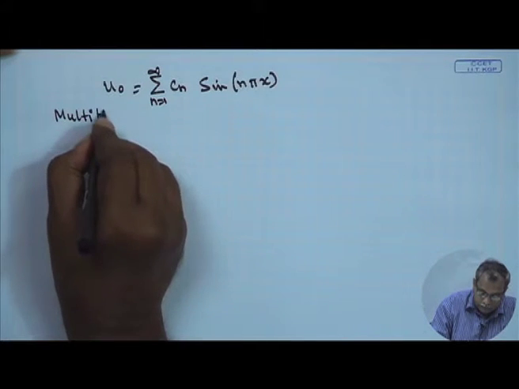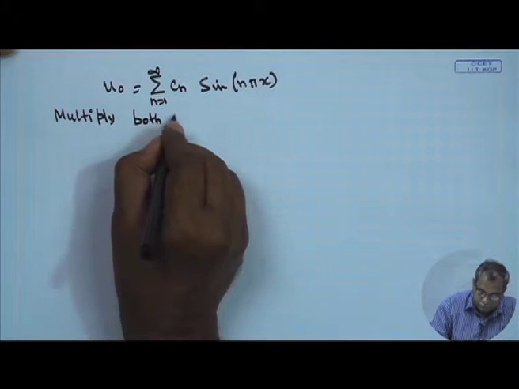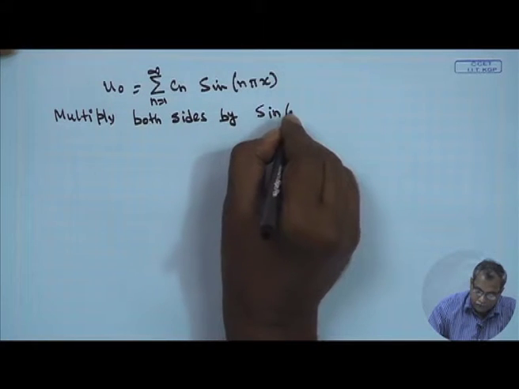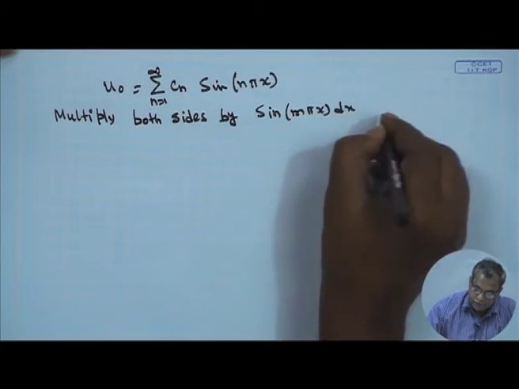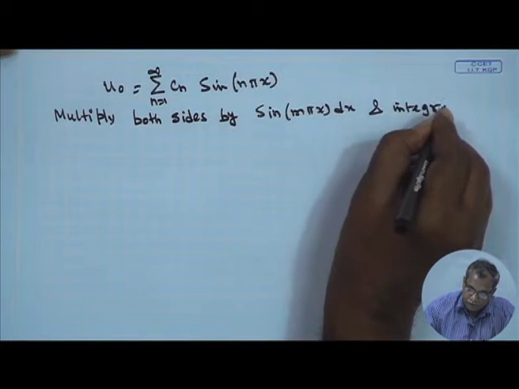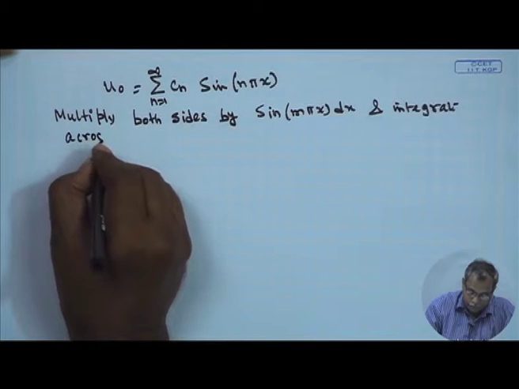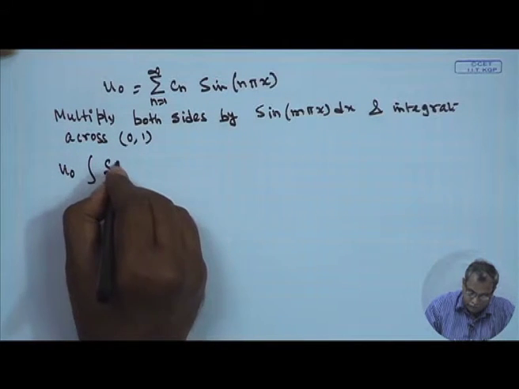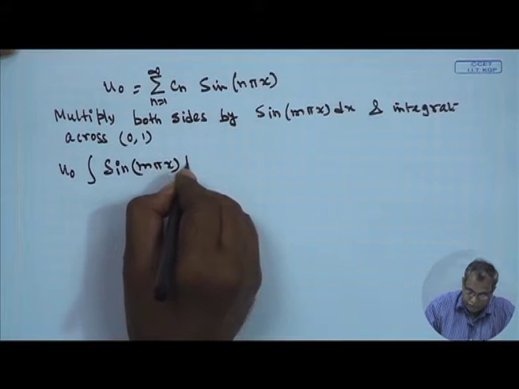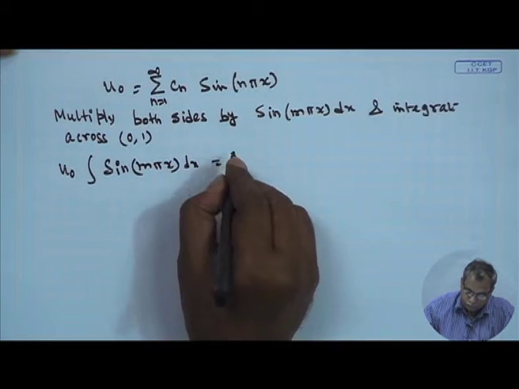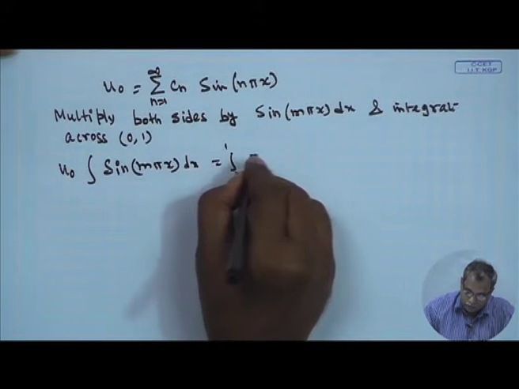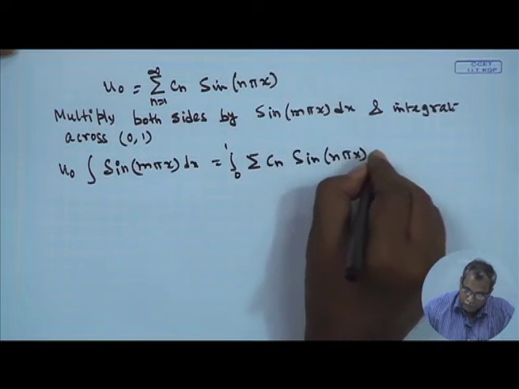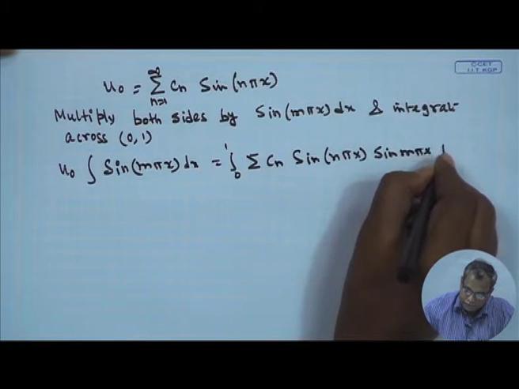So, multiply both sides by sine m pi x dx and integrate across the domain of x from 0 to 1. If you do that, u naught is constant, so this will be u naught sine m pi x dx from 0 to 1 equal to the summation of Cn sine n pi x sine m pi x dx from 0 to 1.